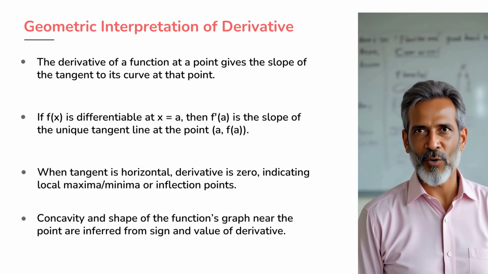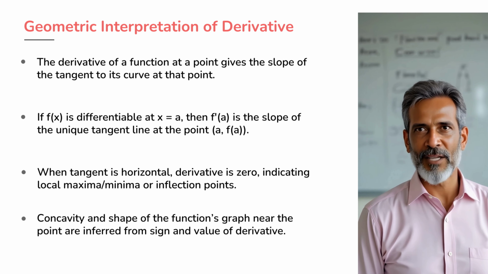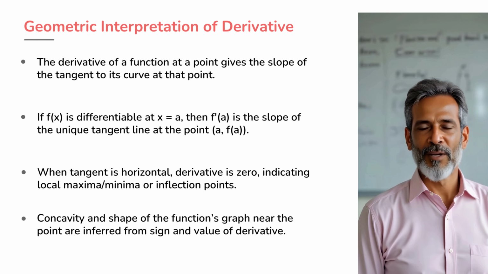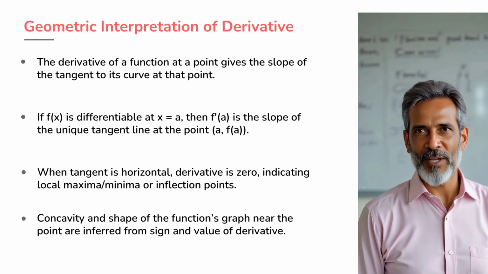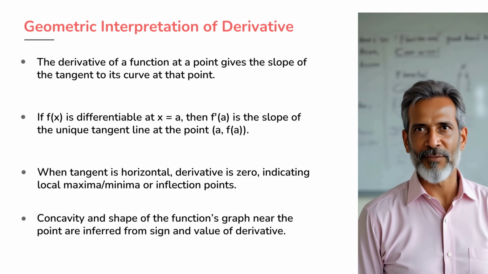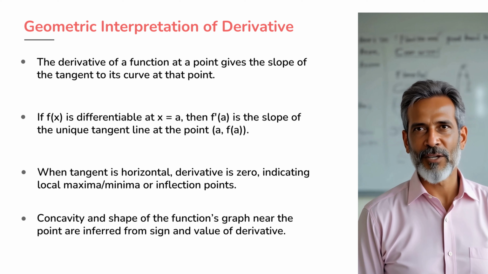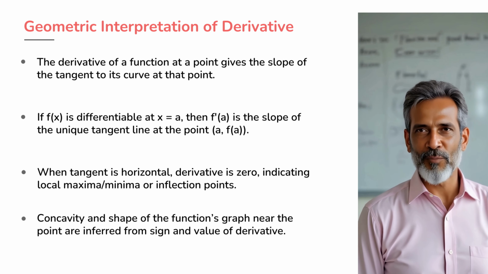Here's an interesting point to note. If the tangent is horizontal at that point, then the derivative value is 0. This situation often signals local maxima or minima, places where the curve bends its direction, or even inflection points where the curve changes its concavity. By looking at the sign and value of the derivative near this point, we can also understand the concavity and general shape of the function's graph. Is it curving upwards, like a smile, or downwards, like a frown? The derivative carries these clues.